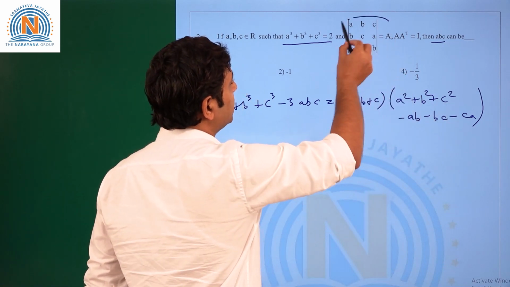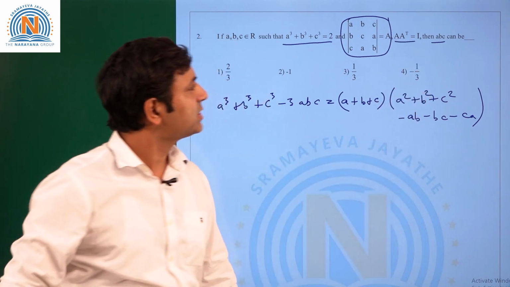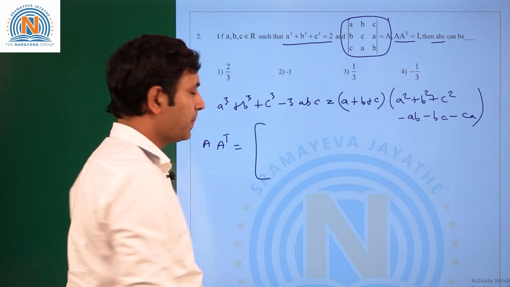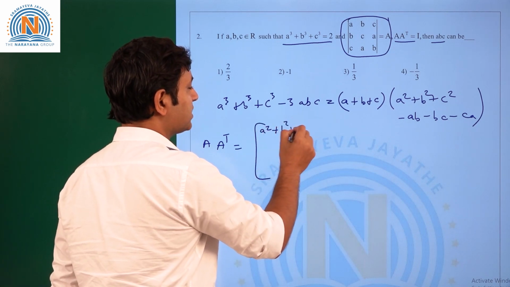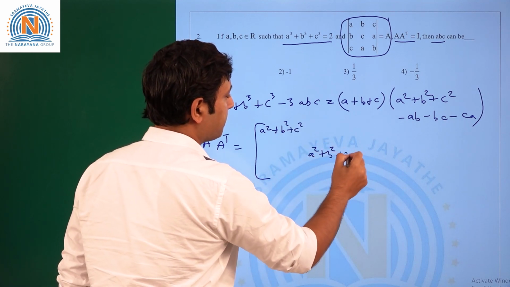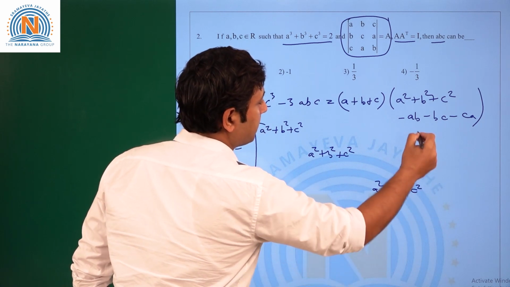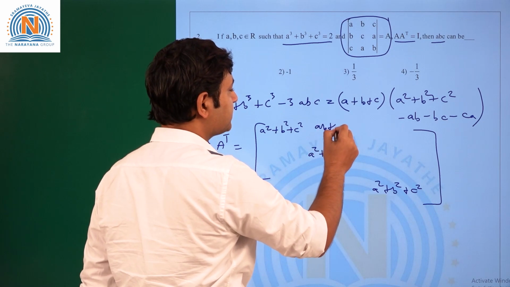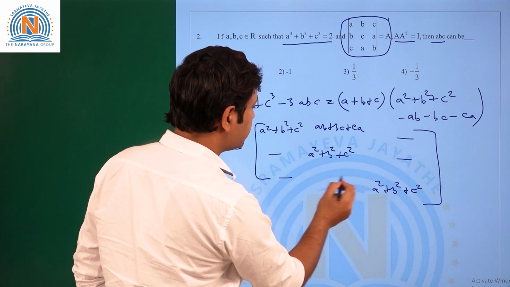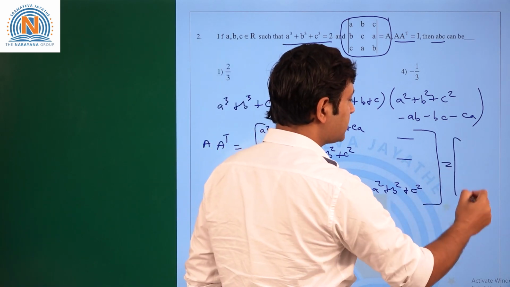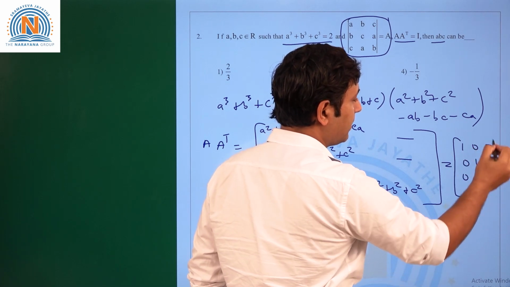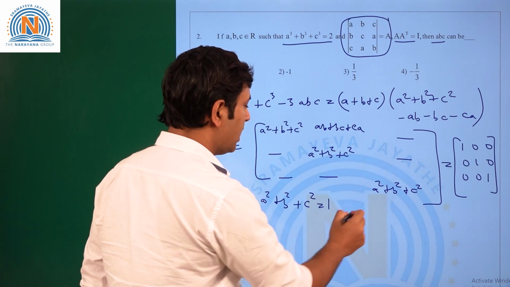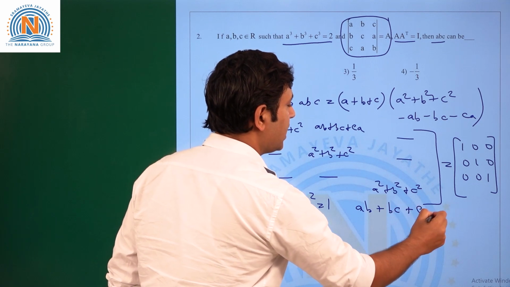For these numbers, we'll look at this. It's been given that A A transpose is I. What we'll do is find A A transpose. A A transpose will look like this: the diagonal elements will be a square plus b square plus c square, and all other elements will be ab plus bc plus ca. Note that since this is the identity matrix, which is 1 0 0, 0 1 0, 0 0 1, we have a square plus b square plus c square as 1 and ab plus bc plus ca as 0.